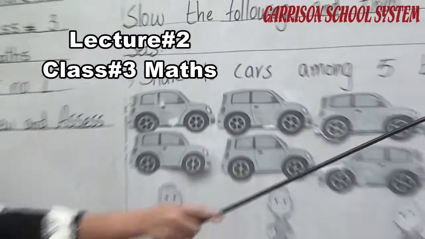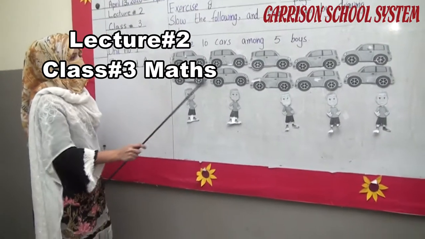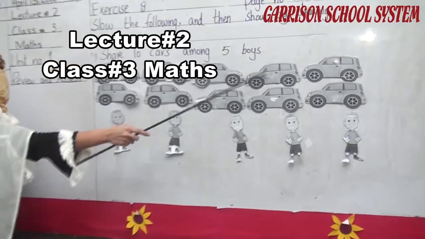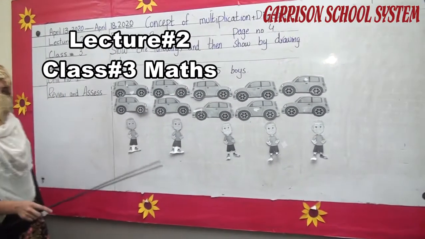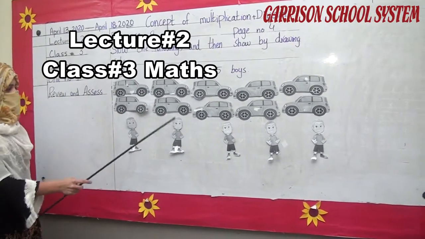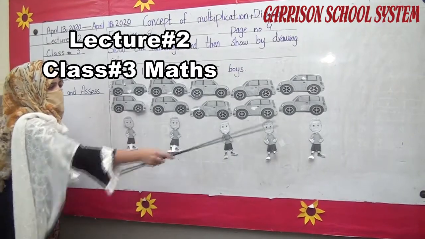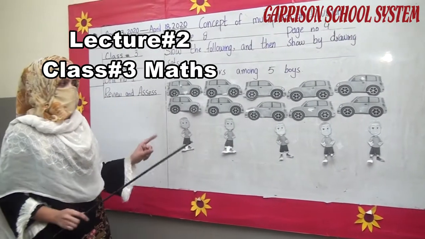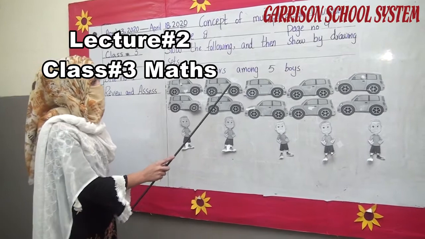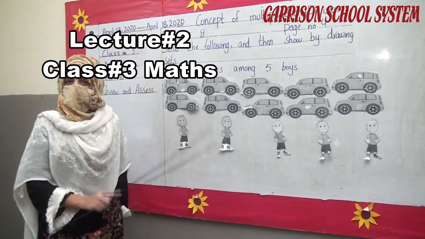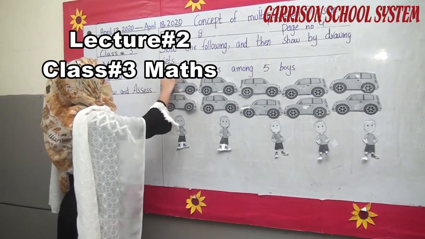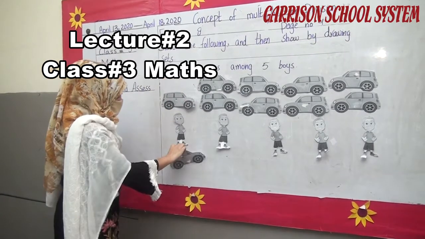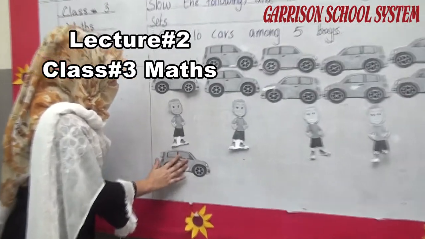And here are 10 cards: 1, 2, 3, 4, 5, 6, 7, 8, 9, 10. Here are 10 cards. And how many boys are here? 1, 2, 3, 4, 5. Here are also 5 boys. So we have to share these 10 cards among these boys. So I will give this card to boy number 1.